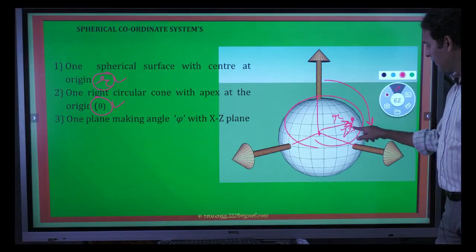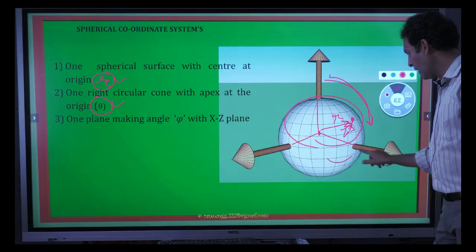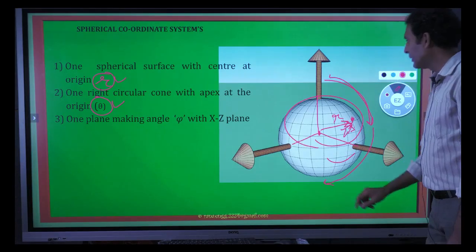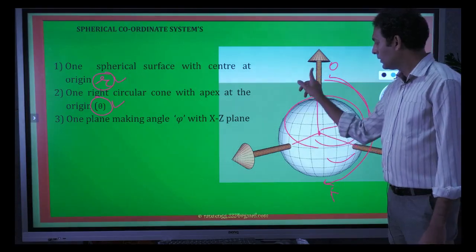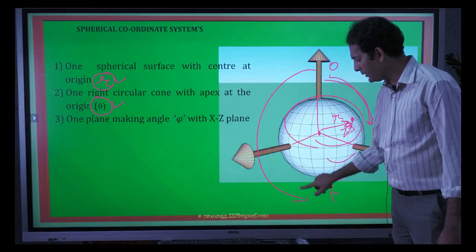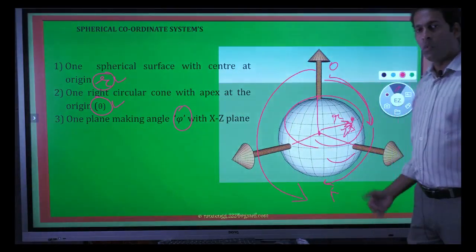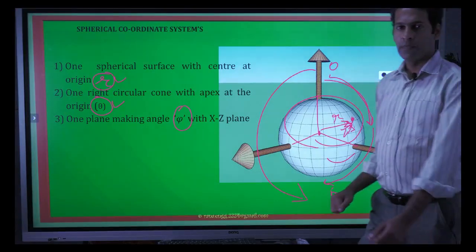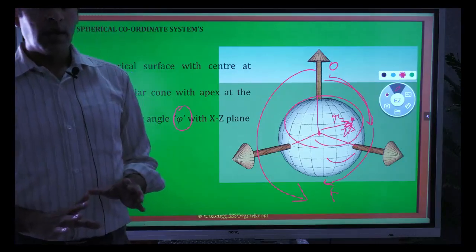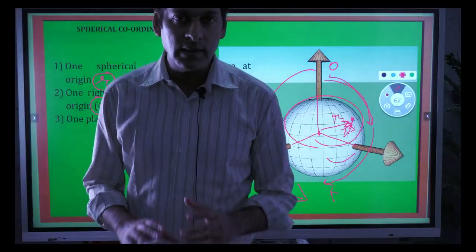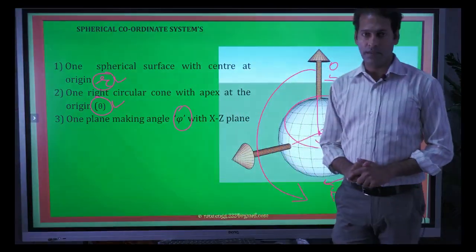From z, if he is on this side, then we will count like this, and if he is rotating down, it will go down like this. So it will be 0 to pi, and if he is on the other side, we will calculate the angle like this. So the third angle is angle phi. So what may be the limits of these 3 angles? One is radius. Radius starts from origin 0 and extends up to infinity. So this sphere can be of infinite distance.